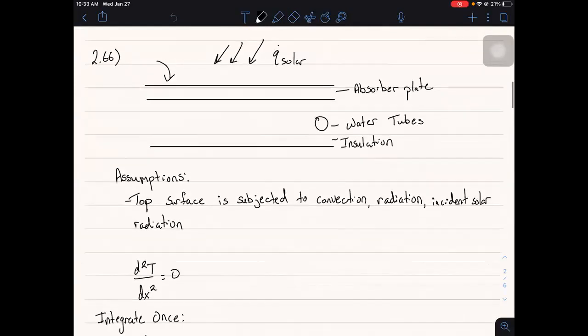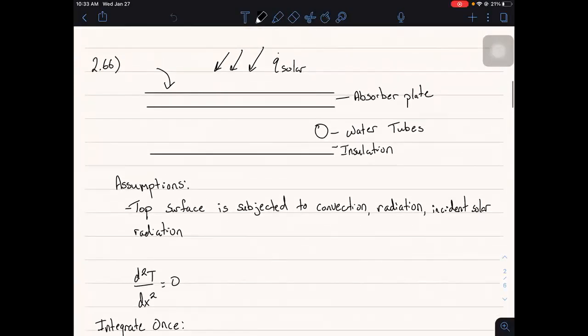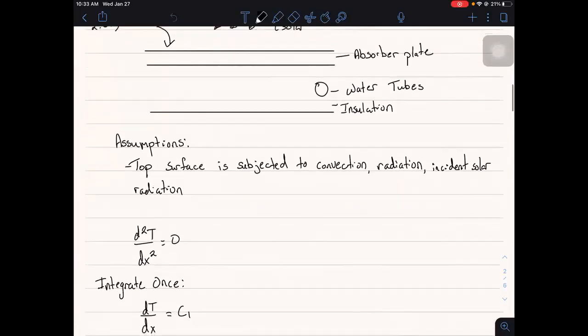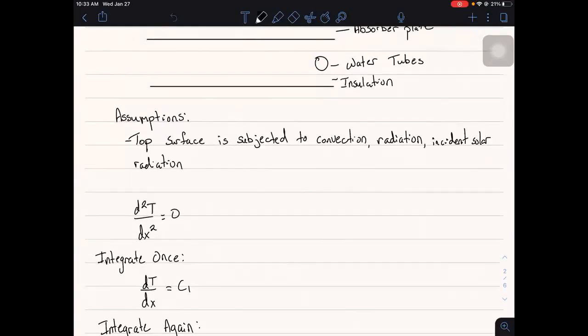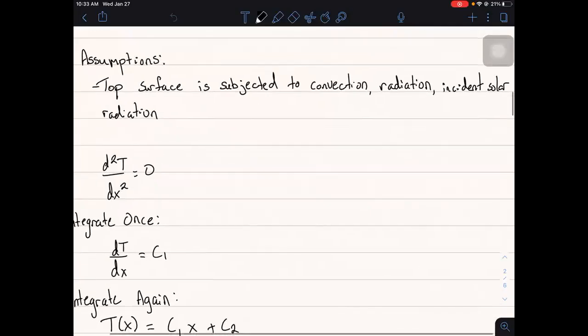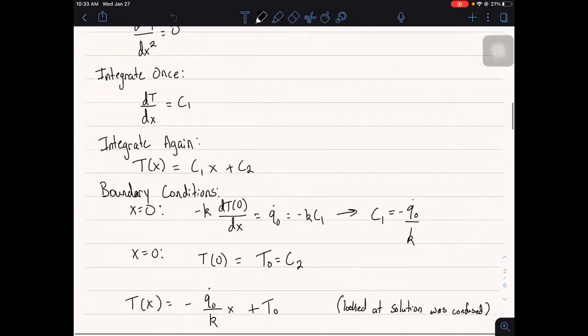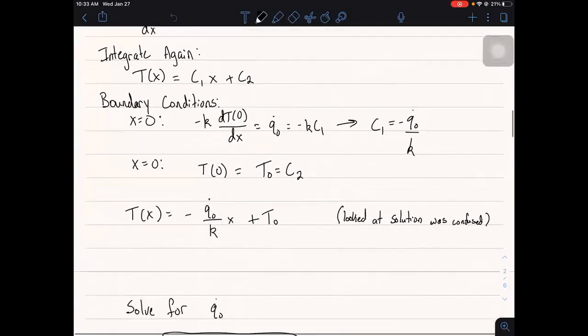And then for 2-66, it was a flat plate solar collector used to heat water, having water flow through the tubes. So my assumption is that the top face surface is subjected to convection, radiation, and incident solar radiation. So this is the equation we started with. You integrate it once, and then you integrate again.